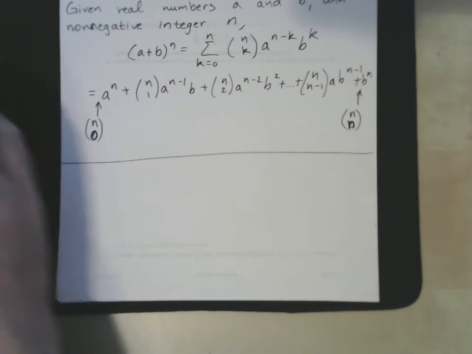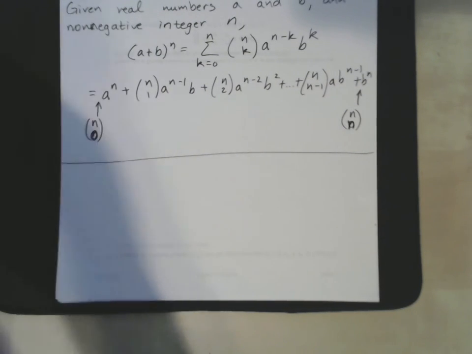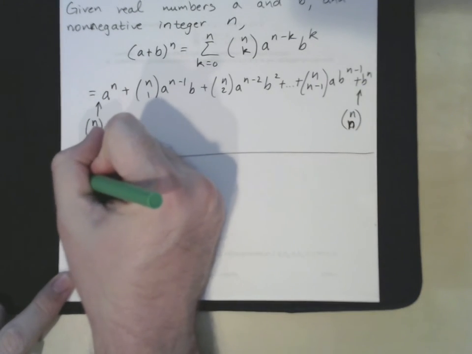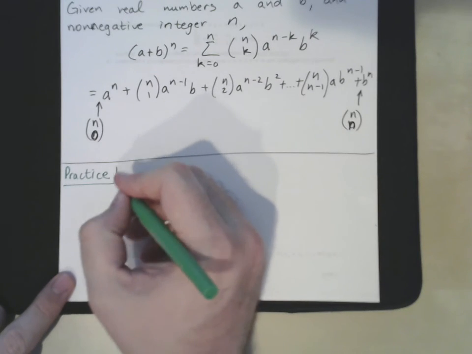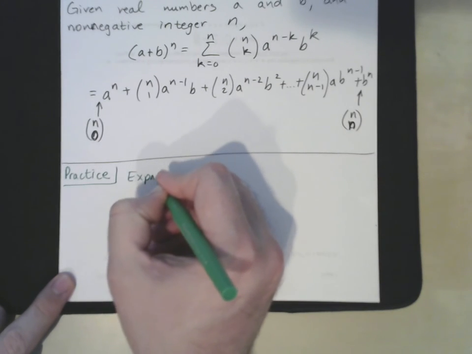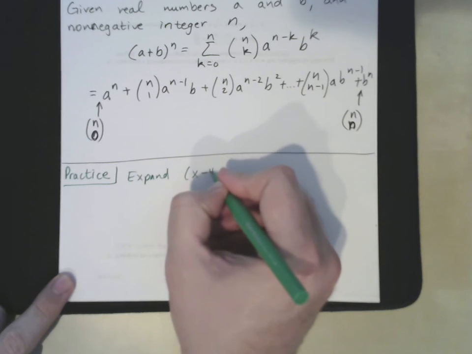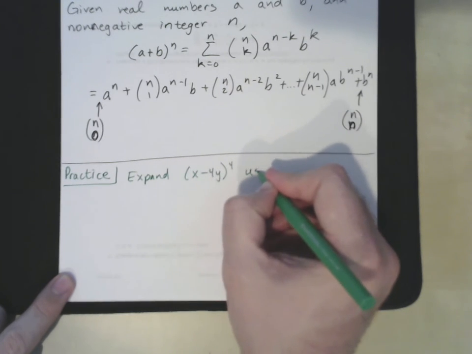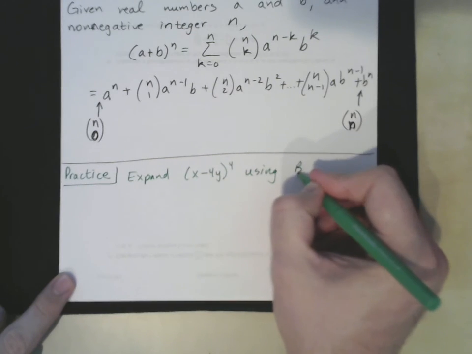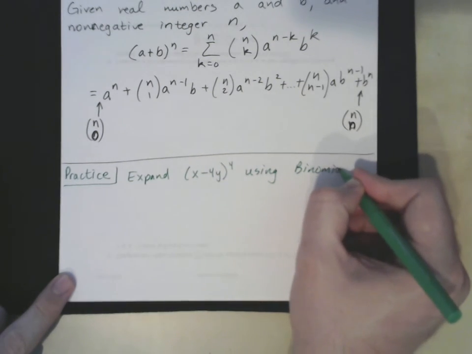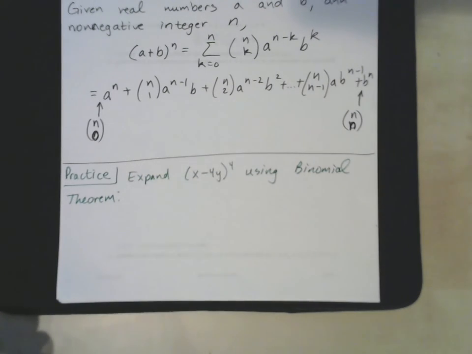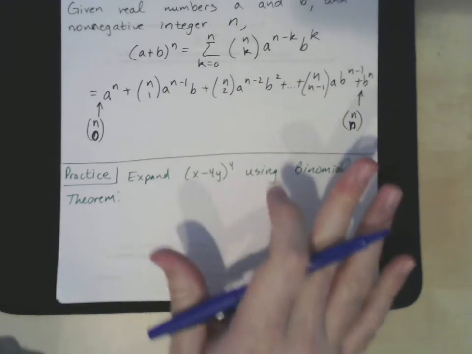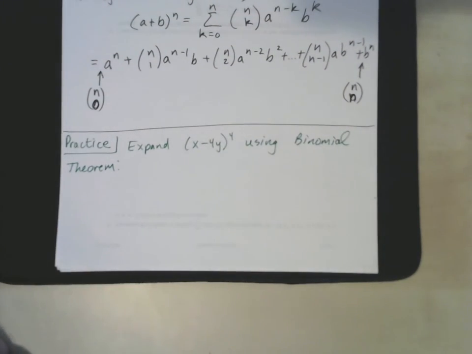So just to remind ourselves, I would like you to expand one quick binomial. So expand x minus 4y to the 4th using the binomial theorem. I'll work through it, but you should pause the video and try this out.